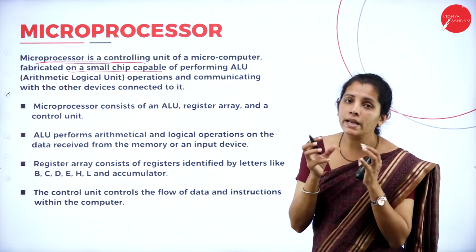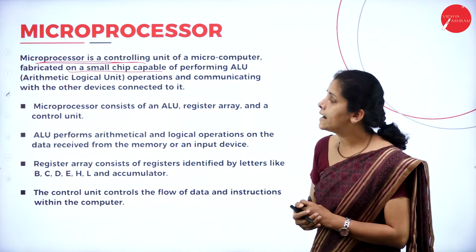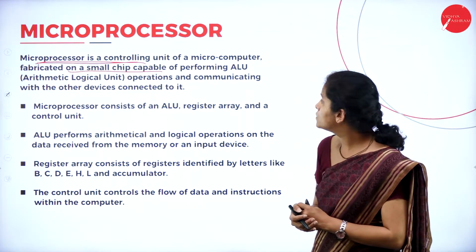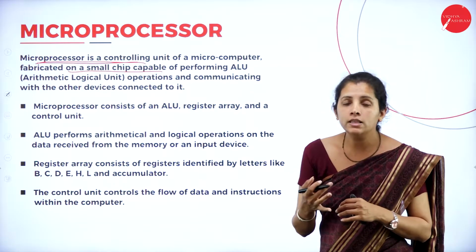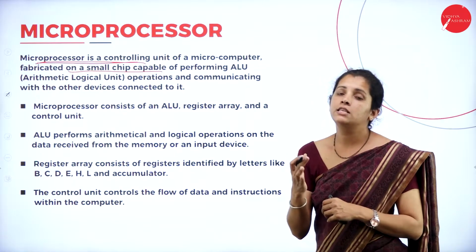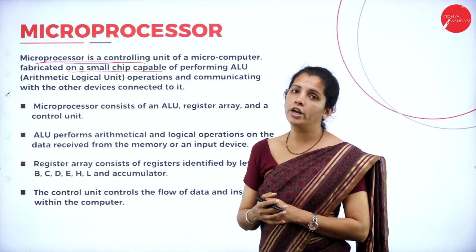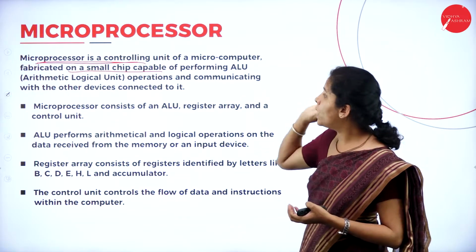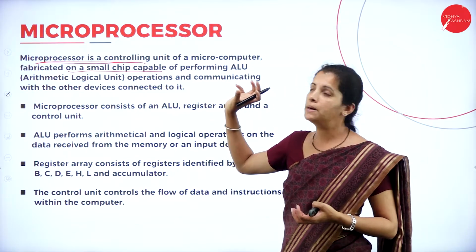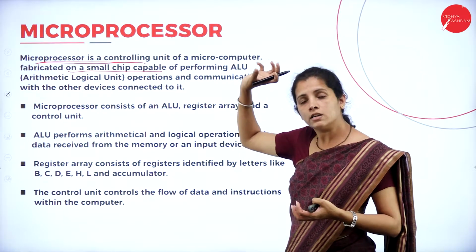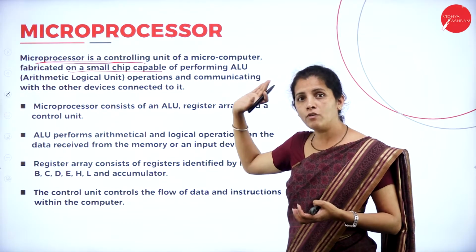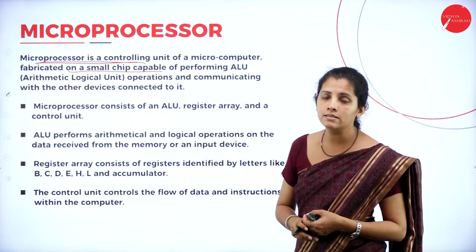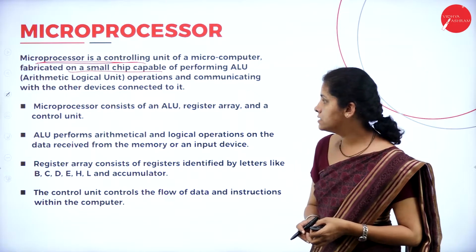So which is fabricated on a small chip and responsible for performing all the arithmetic operations as well as communicating with all the devices. Also, it is responsible for controlling, coordinating all the devices which are connected to the computer system. So what is a microprocessor here? That's nothing but the small chip, or a controlling unit responsible for controlling as well as coordinating all the input devices as well as output devices.